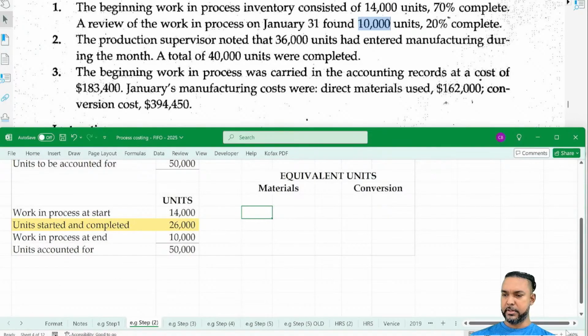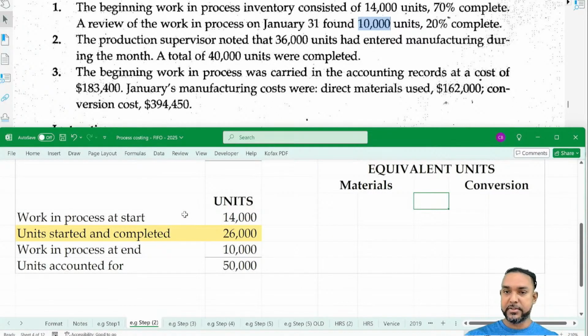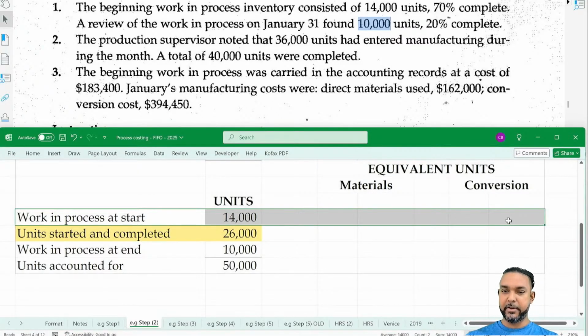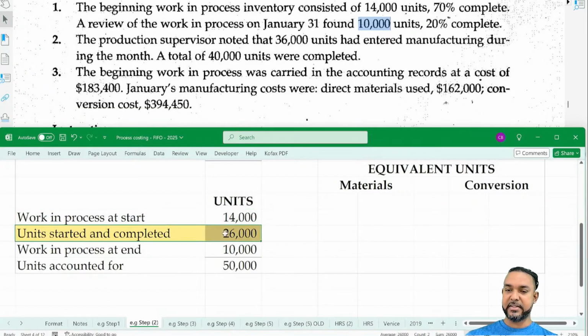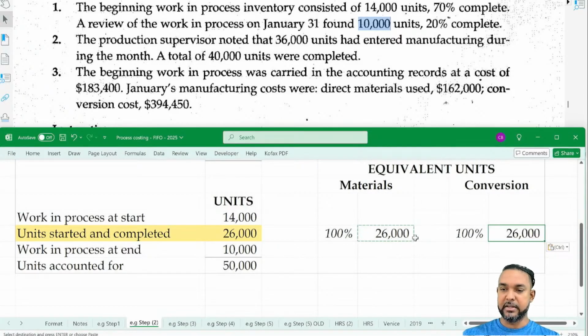So let's zoom in here a little bit more so we can focus. So let's go back to the question. So the working process at start. Actually, let's go in terms of ease, which we leave this for last. So the unit started and completed. The percentage completed, of course, is 100%. And it is going to multiply the number of units by the percentage. I'm just going to lock the column. And the same thing for conversion. If it's completed, it's 100% complete with respect to everything, materials and conversion.